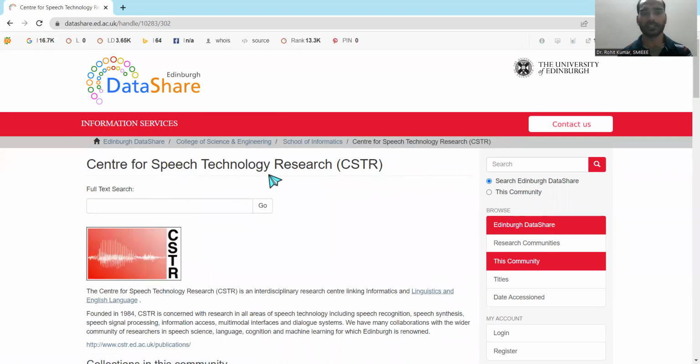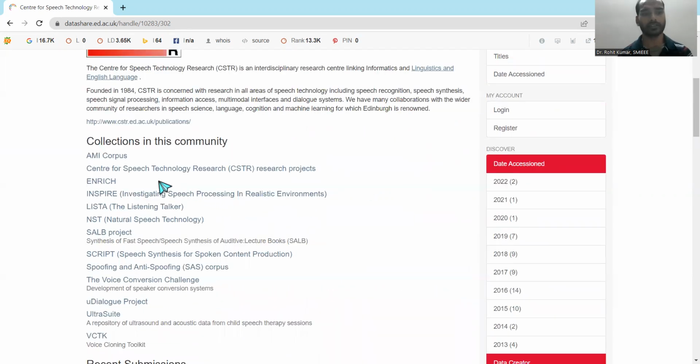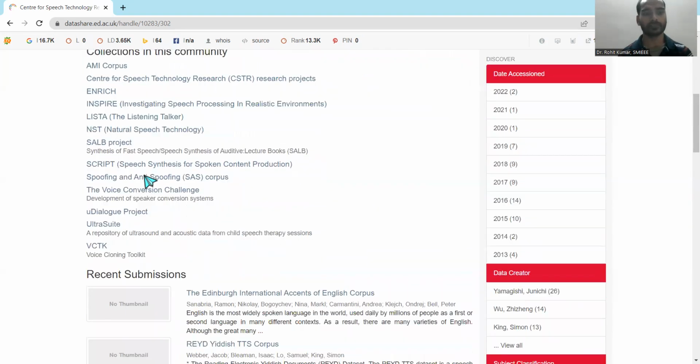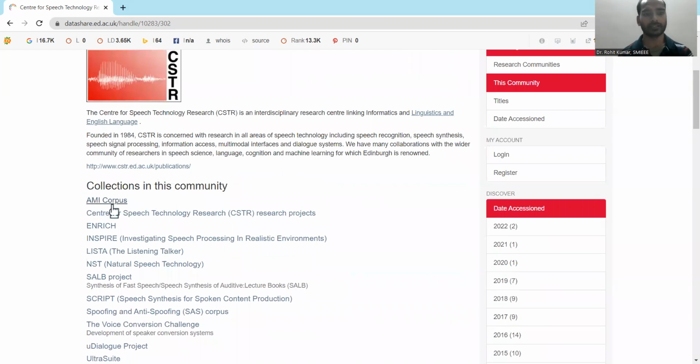So this CSTR stands for the Center for Speech Technology Research, and here you can find different sorts of corpora, like the EMI corpus, etc. But the only thing is that there are multiple data sets related to audio, video, etc. Different domains, different specific fields.